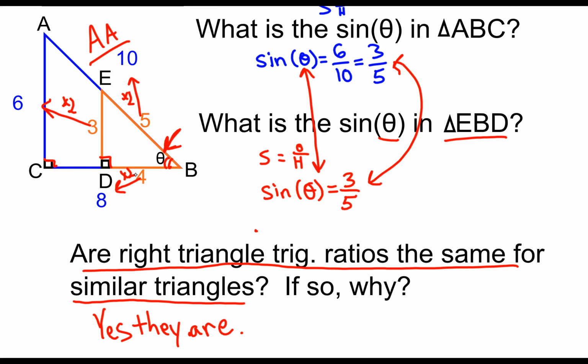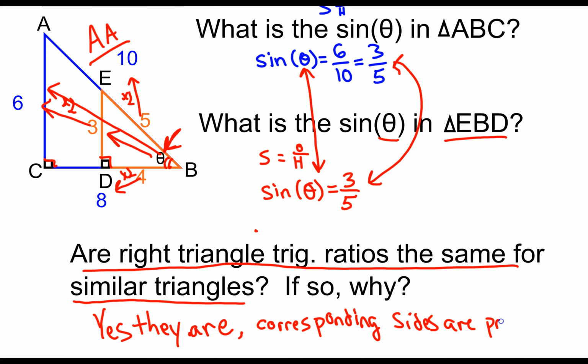So why does it work for every trig function? Because in similar triangles, the corresponding sides are proportional. And we're talking about the corresponding sides, those would be our opposite sides, and we're talking about the same angle. Those sides, if we look, that 3 and the 6 are going to be opposite of theta. The 5 and the 10 are going to be the hypotenuse. They're going to be those corresponding sides. And so that means they're going to be proportional.